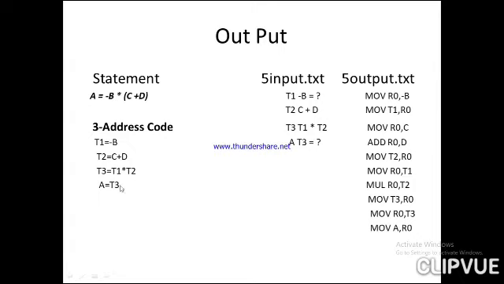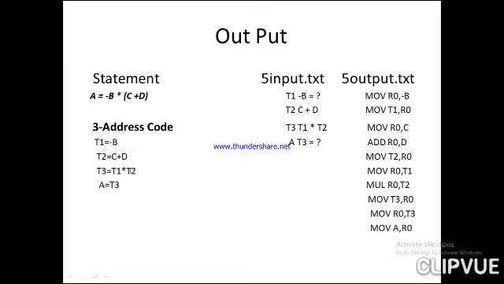To convert this into machine code, that is assembly code, you will have one input file and one output file. In the input file you read whatever your 3 address code is, and in the output file you get the assembly code, which is nothing but the final code you want to get. That will be stored in one output file called output.txt, and input.txt will have your 3 address code.